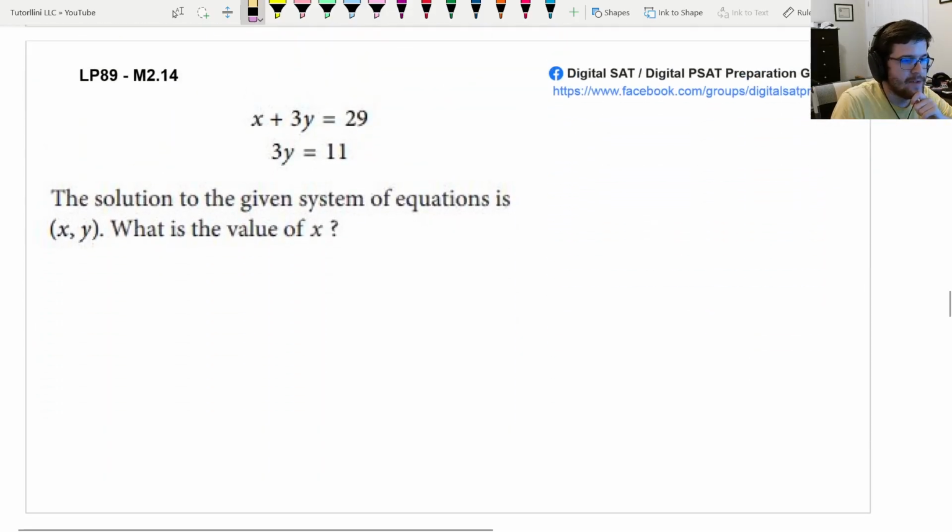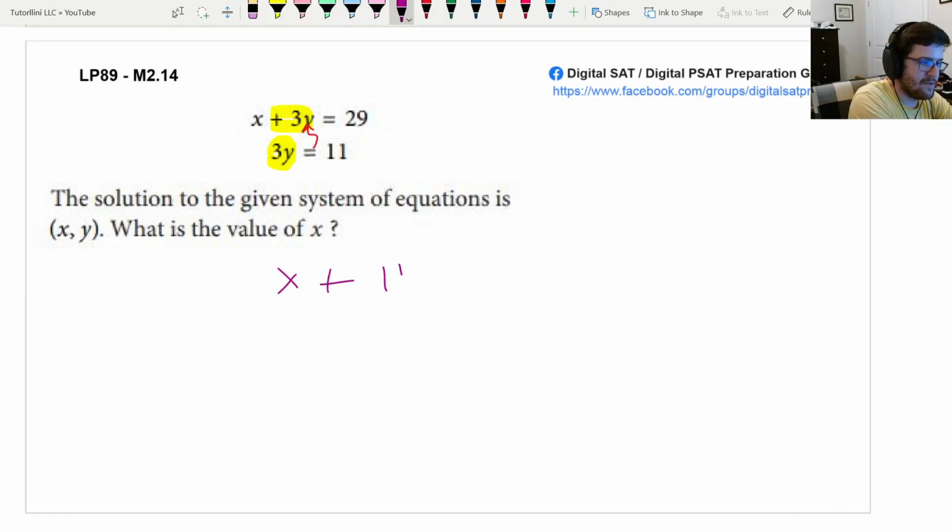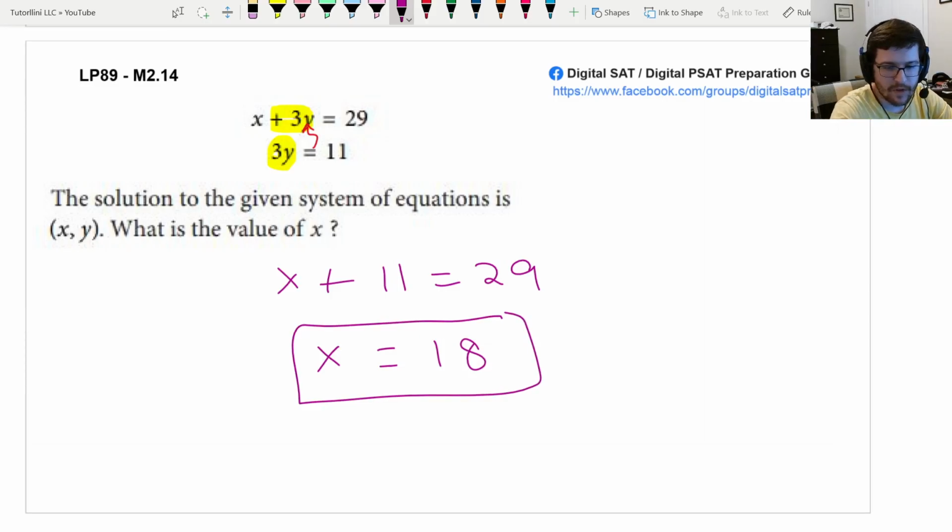Okay, let's do it by hand, then we'll do it on Desmos. So first, I'm going to substitute. I'm noticing kind of conveniently that this is exactly the same as this. So why don't I sub in that 11 into the 3y? So x plus 11 equals 29. Subtract 11 from both sides, and I get x equals 18. And that's the answer. Great, let's look at Desmos.